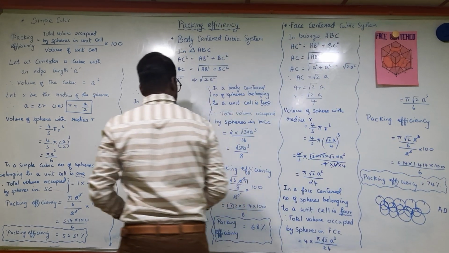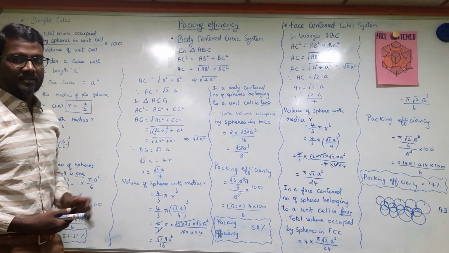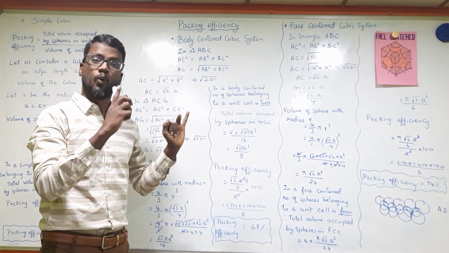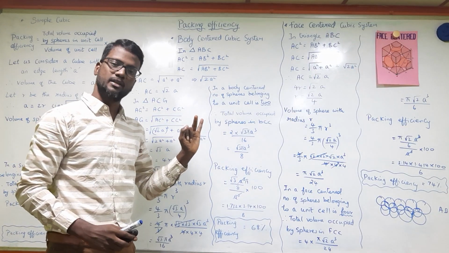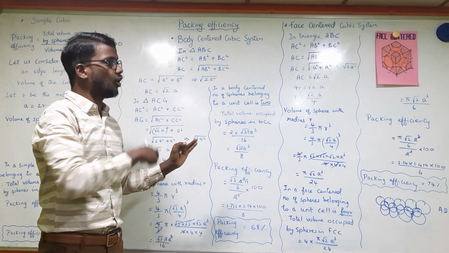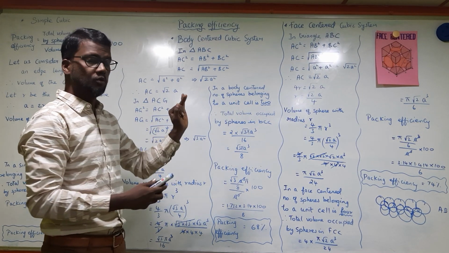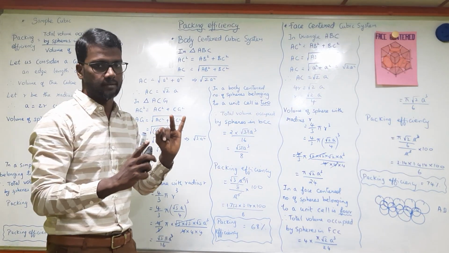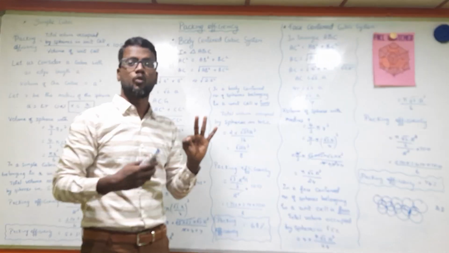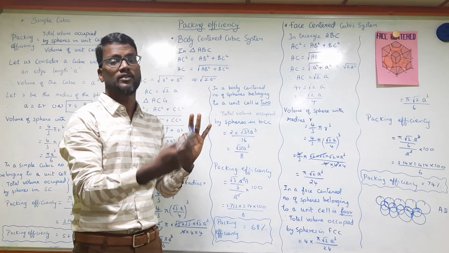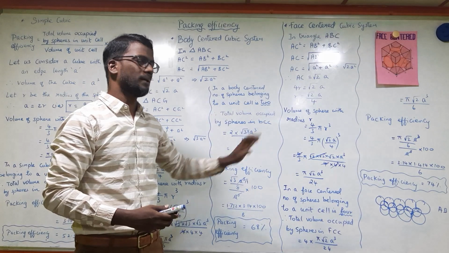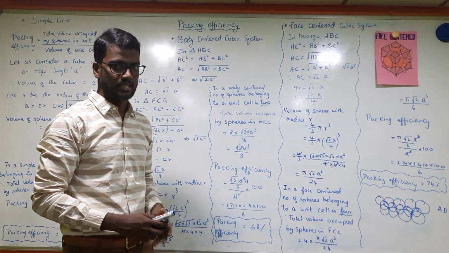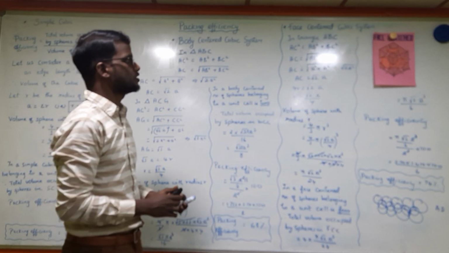Okay, what are the 4 steps I told you to follow? Step 1: calculate radius r, then calculate volume occupied by one unit cell. Step 2: volume occupied by one sphere. Step 3: calculate the volume occupied by all the spheres in a given unit cell. Step 4: find packing efficiency. If you follow these 4 steps, the derivation is going to be so easy for you. Okay, next we'll start with face centered cubic system.